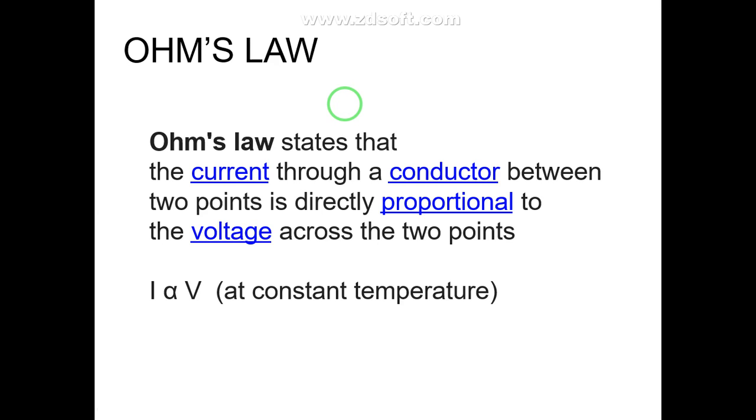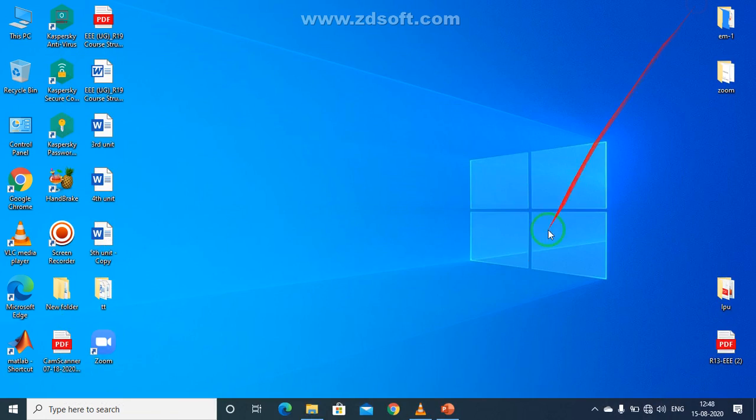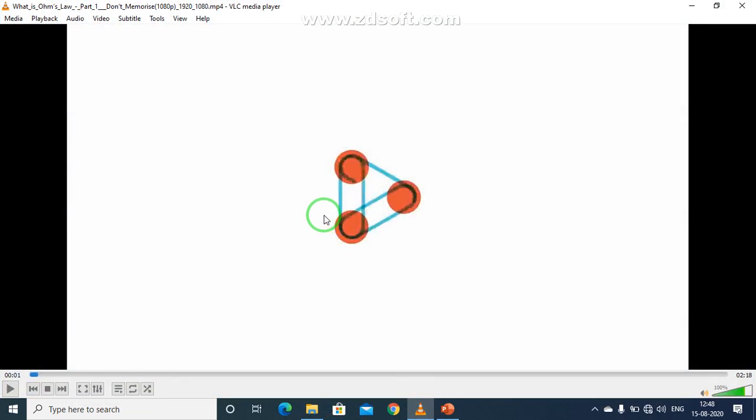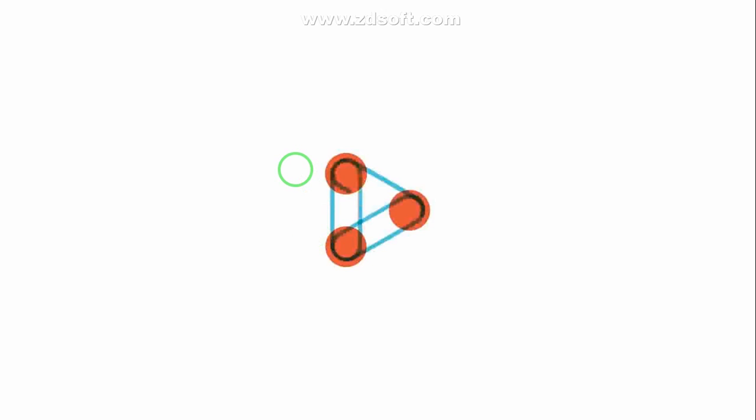Why is the temperature constant? Here we are taking the resistance as a constant parameter. To keep the resistance constant, we have to maintain the constant temperature, because the resistance is directly proportional to temperature. Let us discuss this by using a wonderful animation. So here we have an animated video. Let us explain this.